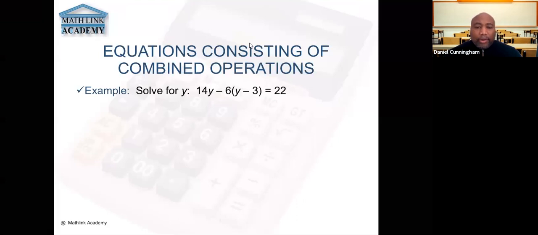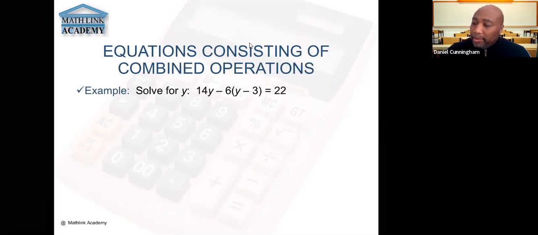Let's look at another type of problem, and we're going to solve for y. This equation consists of combined operations. We have multiplication and some subtraction and other operations here. The first thing I would do is get rid of the parentheses. We learned that in some of our videos in the past. If you haven't looked at that, look at some of the videos in this algebra section to know how to get rid of the parentheses.